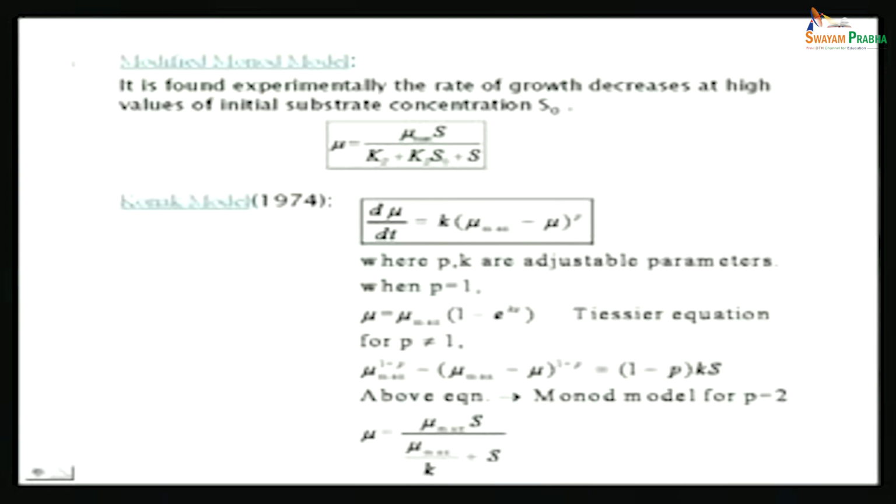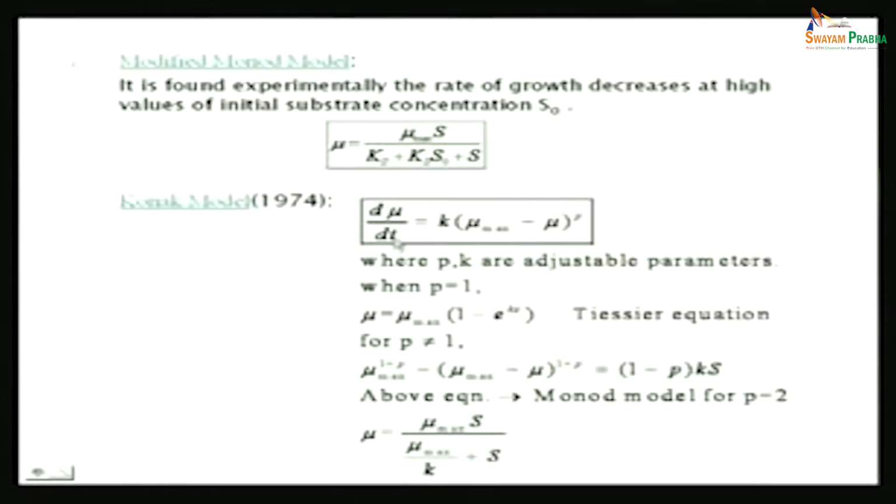So, when you are integrating dx/dt, you need to integrate it coupled with the mu equation, right. So, dx/dt equals something and d mu/dt equals something. So, you need to integrate these two equations together. This equation is given as d mu/dt equals k times (mu max minus mu) to the p, where p and k are adjustable variables. Now, for p equals 1, mu equals mu max e to the power minus ks, okay. And this becomes mu for p equals 1, and for p not equal to 1, this is what you get.